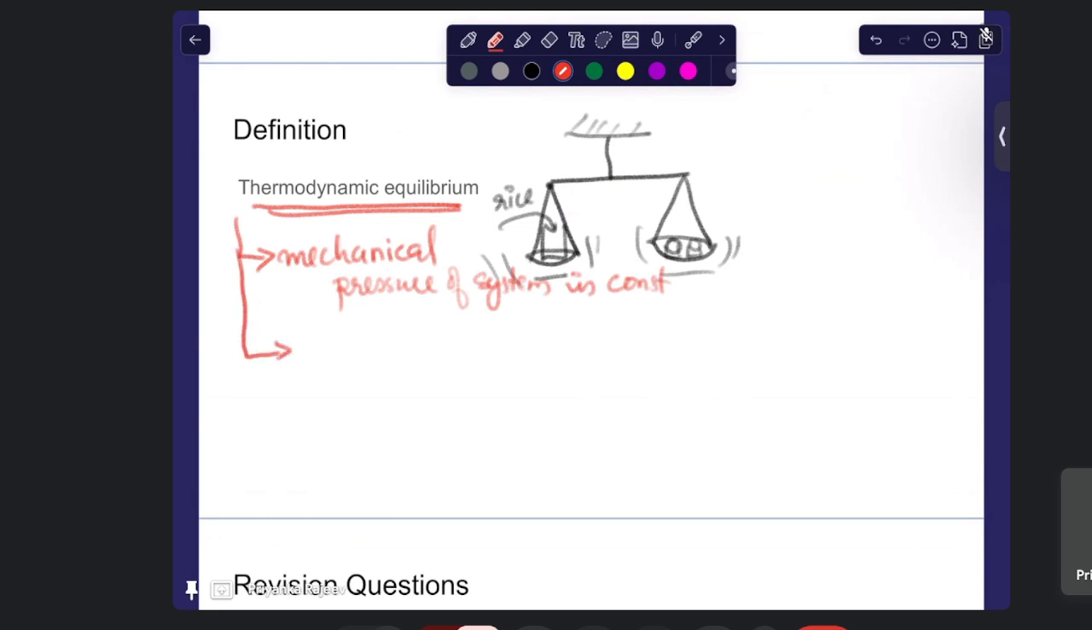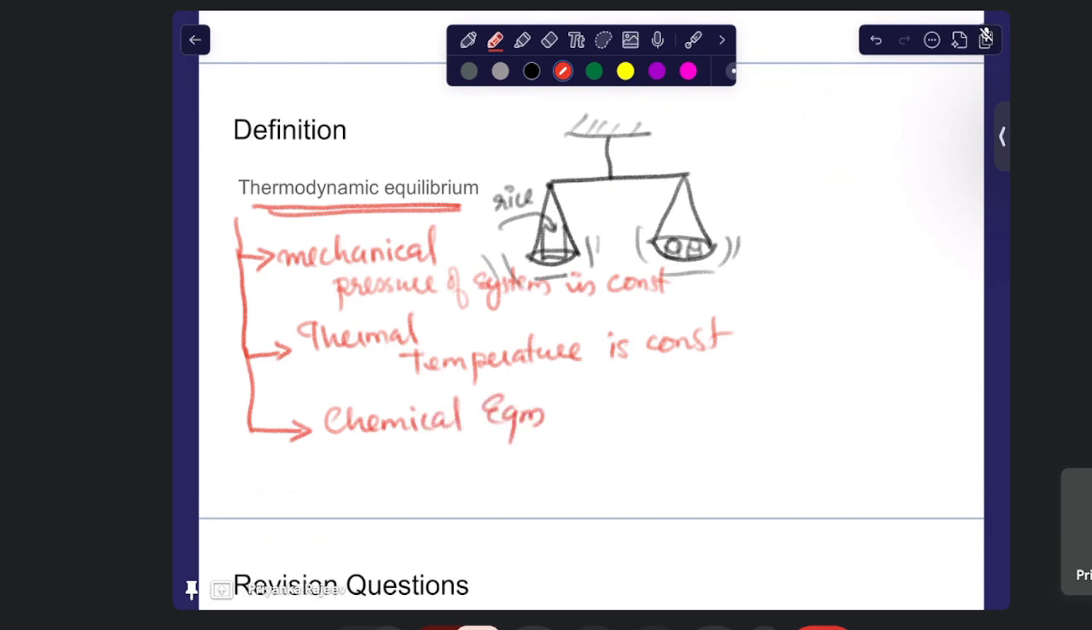Then you have got thermal equilibrium. That is when there is no temperature change; the temperature is constant. Then you have got chemical equilibrium. So what does chemical equilibrium mean? EQM is short for equilibrium. Chemical equilibrium means the chemical composition is constant.